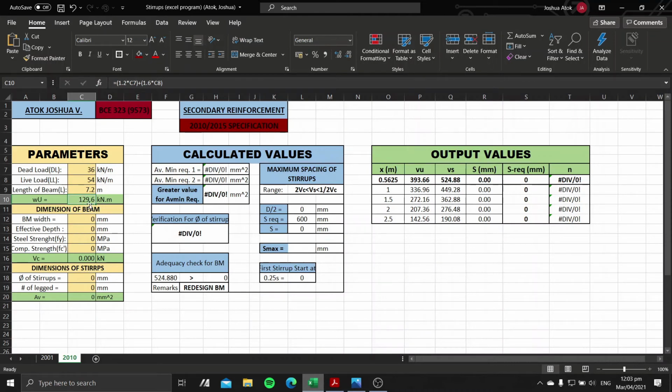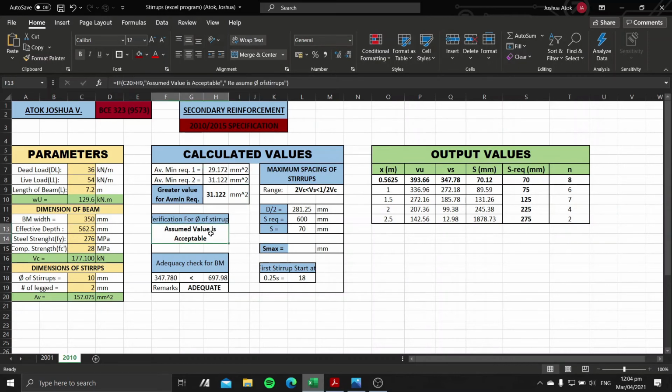We got the value of our ultimate uniform load of 129.6 kN per meter, and in terms of the cross-sectional area of our beam, we got a value of 350 millimeter in terms of our beam width and an effective depth of 562.5. Fy is 276 and compressive strength is 28. And here, it will calculate the value of our VC, the same as the previous one. And since we don't have the value of our diameter or the area of our stirrups, we are going to assume value of 10. Again, the number of leg of 2. And in 2010 or 2015 specification, it is accepted the assumed values for the diameter of stirrups, and verification of the adequacy of our beam is it is adequate enough.